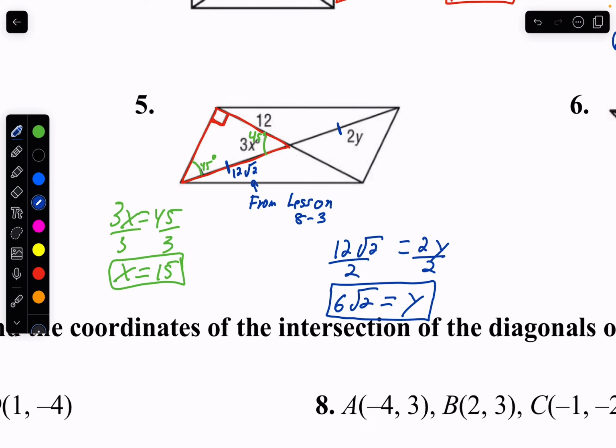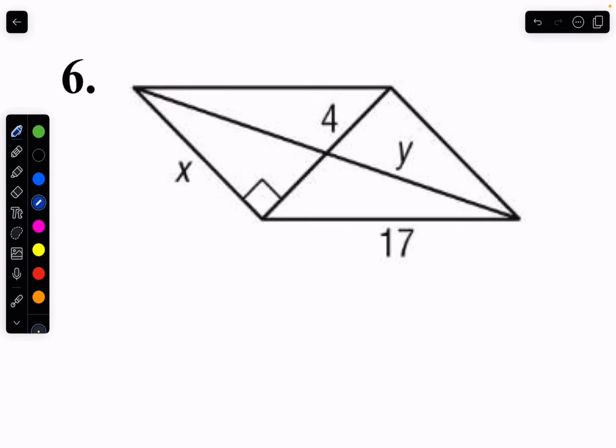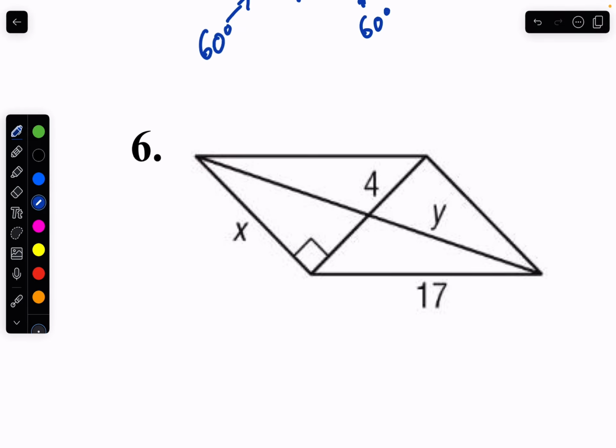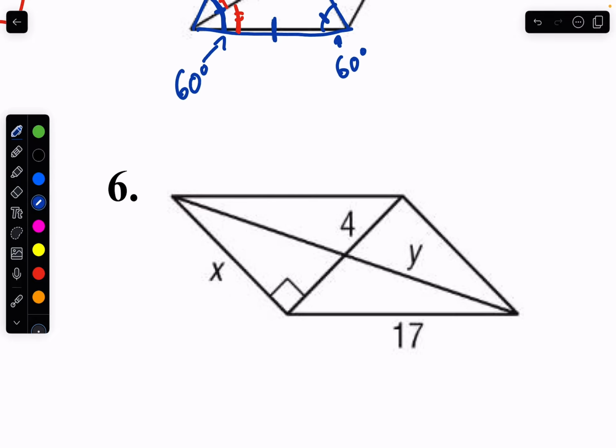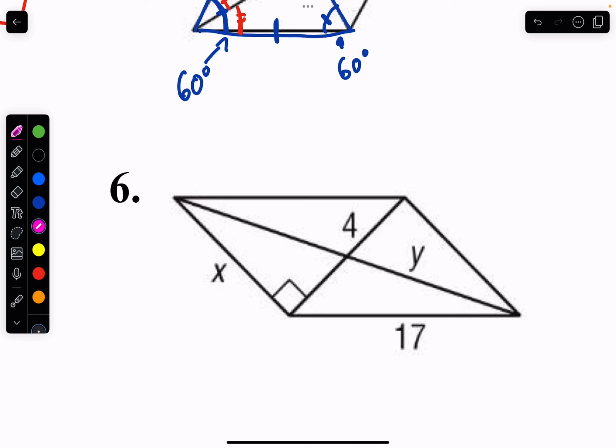All right, let's go to problem number 6. Okay, so what do we have over here? Okay, so on this problem, we have a couple of things that we need to say.